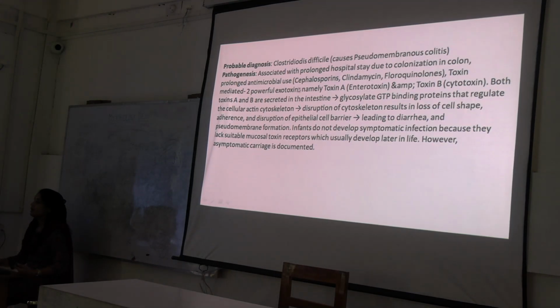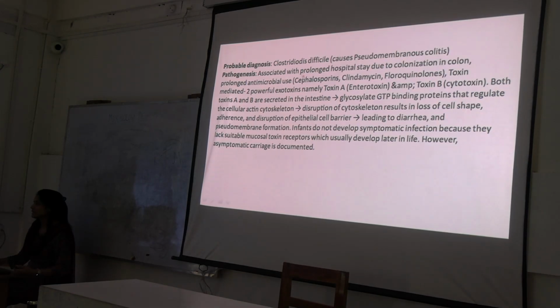What are the antibiotics that can be the culprit here? They could be cephalosporins, clindamycin, fluoroquinolones, right? They break the epithelial barrier of the intestine through these toxins. What are these toxins? Toxin A and toxin B. Toxin B is a cytotoxin. It tells you that this is destroying the cells. It is breaking the epithelial cells.